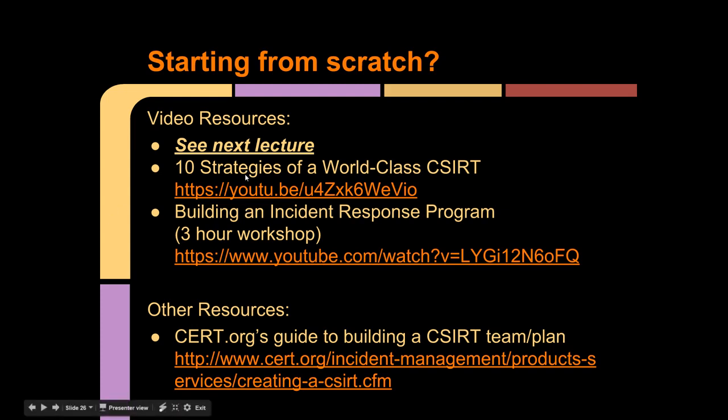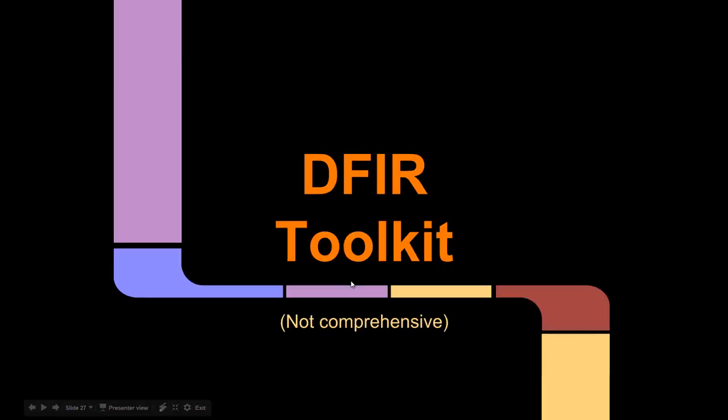But there are also two good talks. One is Building an Incident Response Program, and the link is provided here. And another one is 10 Strategies of a World-Class Cybersecurity Incident Response Team. CERT.org, which is Computer Emergency Response Team, run by MITRE, if I recall correctly. This is their guide, this link to building a CSIRT team and plan. And it's good standard advice.